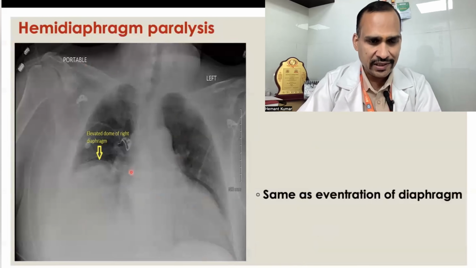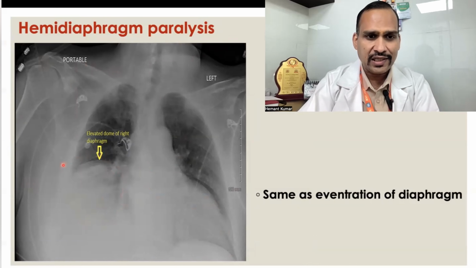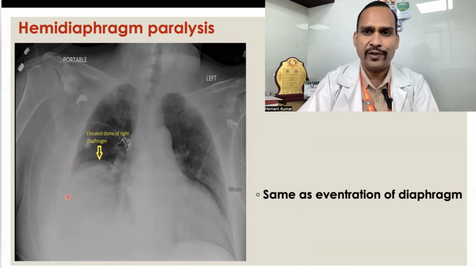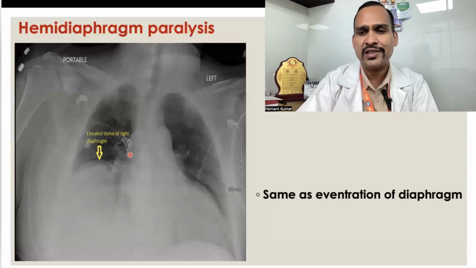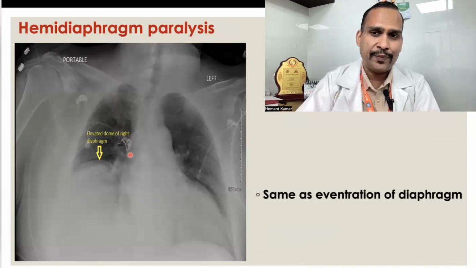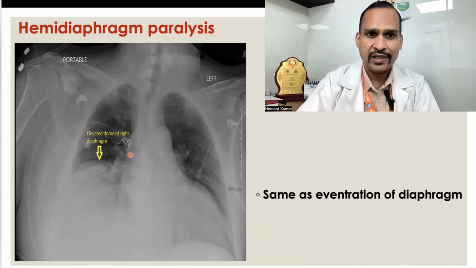Can you see this X-ray? In this X-ray, there is elevation of the right side of diaphragm. It looks like eventration of diaphragm, but we cannot differentiate between palsy and eventration. So this is an example of hemidiaphragmatic paralysis due to phrenic nerve palsy. This patient was having CA lung, which was causing phrenic nerve palsy.